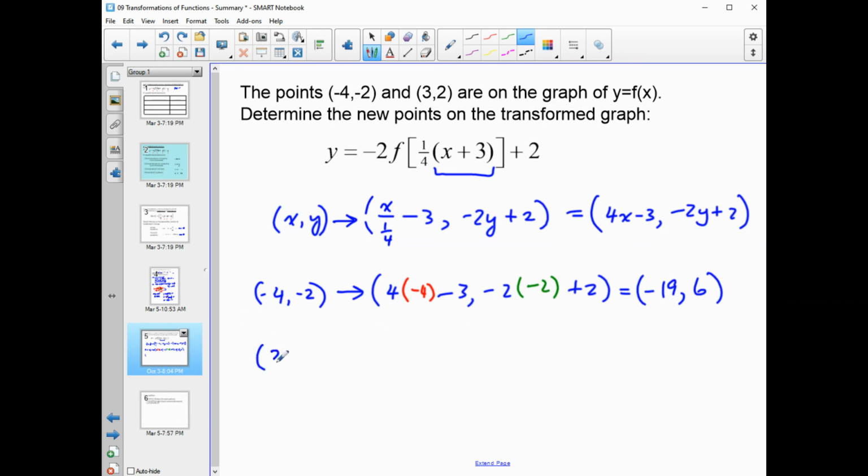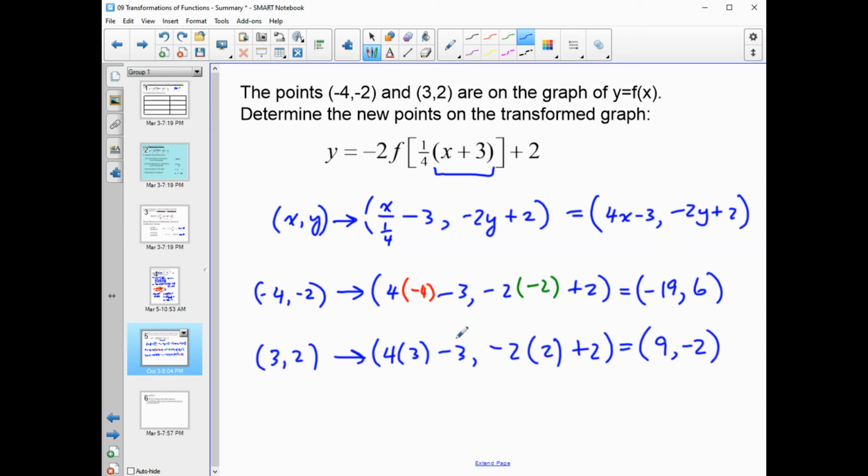What about (3, 2)? Well, that becomes 4 times 3 minus 3, and -2 times 2, that's the replacement for the y coordinate, plus 2. And that new point is 4 times 3 is 12, minus 3 is 9. -2 times 2 is -4, plus 2 is -2. And that's all you would really need to write here. It's quite clear from the notation that I've used that the first point turned into this first transformed point, and the second turned into this one.